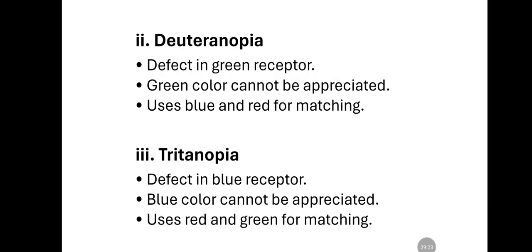Deuteranope, defect in green receptor. Green color cannot be appreciated. Uses blue and red for matching. Tritanope, defect in blue receptor. Blue color cannot be appreciated. Uses red and green for matching.